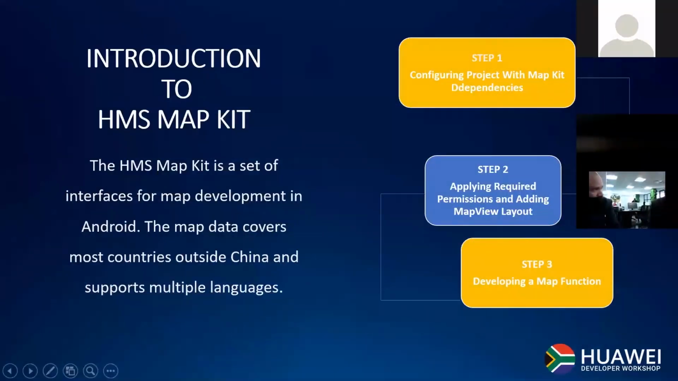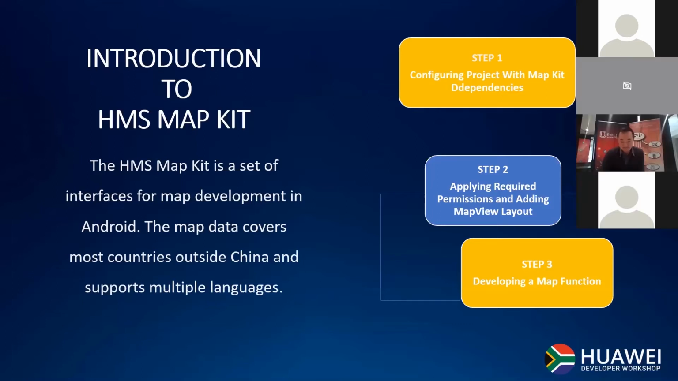I hope everyone enjoyed the video and gave everyone an idea of what the Huawei Map Kit is about. So let's get into how I integrated the Map Kit into the application. The Map Kit is a set of interfaces for map development in Android, and the map data covers most countries outside of China, and as stated in the video, it supports multiple languages.